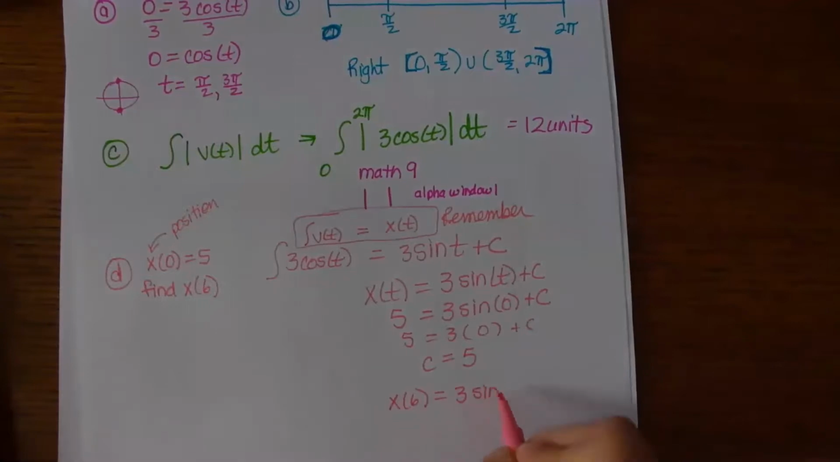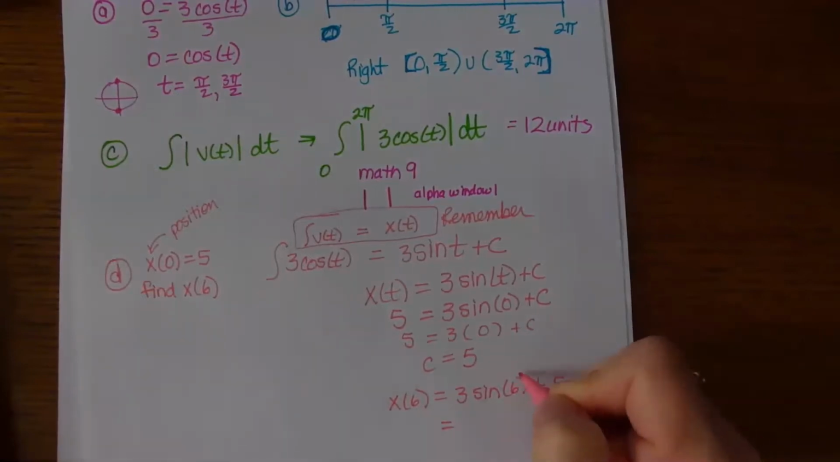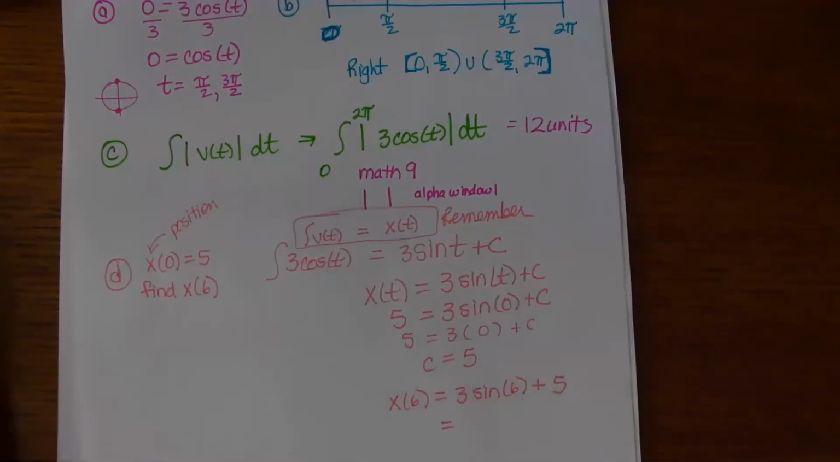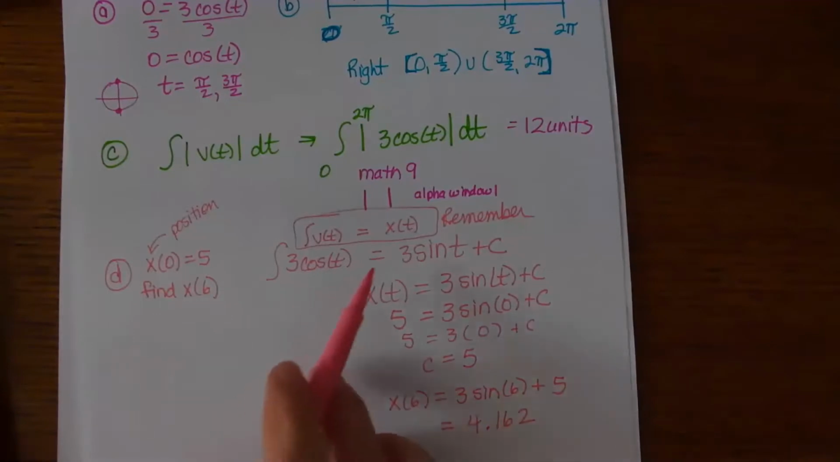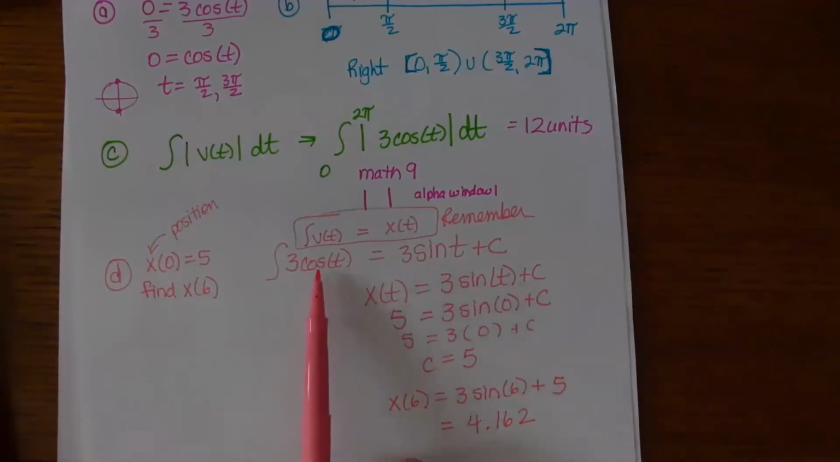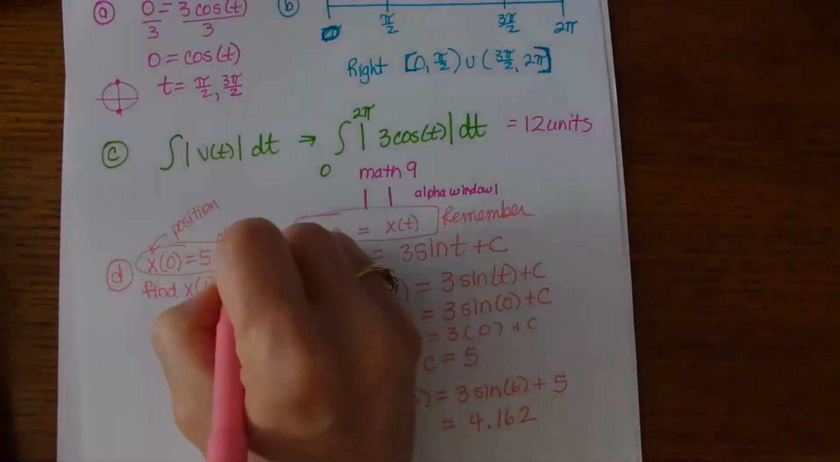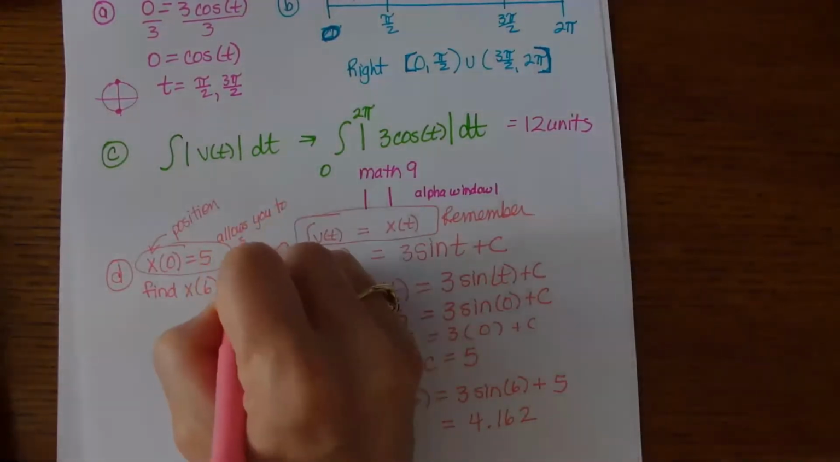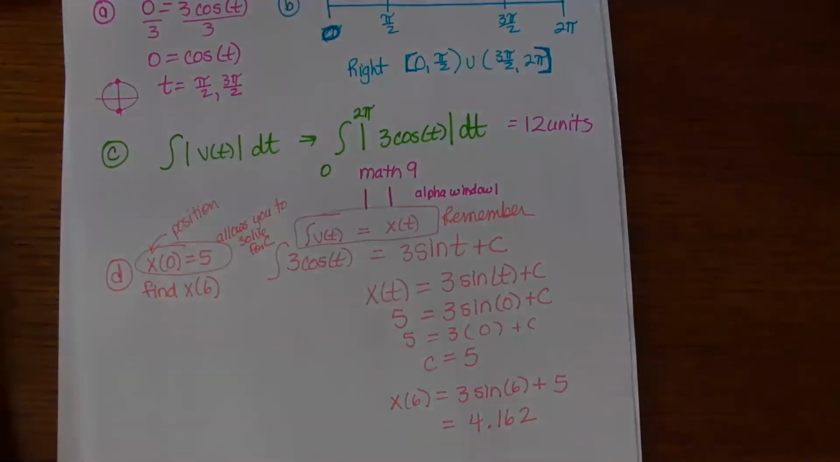So now we could say x of 6 equals what? 3 sine 6 plus 5. Punch that into your calculator. And remember, that's taking the angle. It's not saying sine gets that big. And what do you get? There we go. So you've got a good example now showing you when you integrate, you get a plus c. They have to give you a point. This allows you to solve for c. It's our one bad part about integrating. We have to find that c.